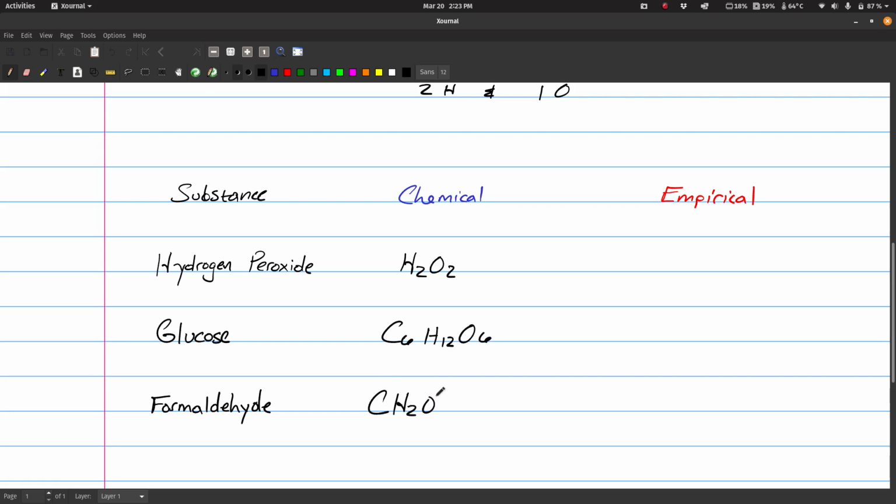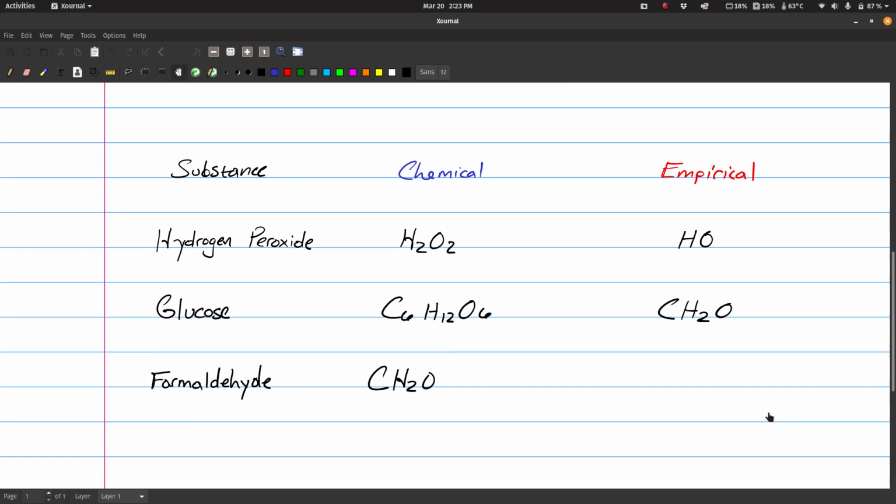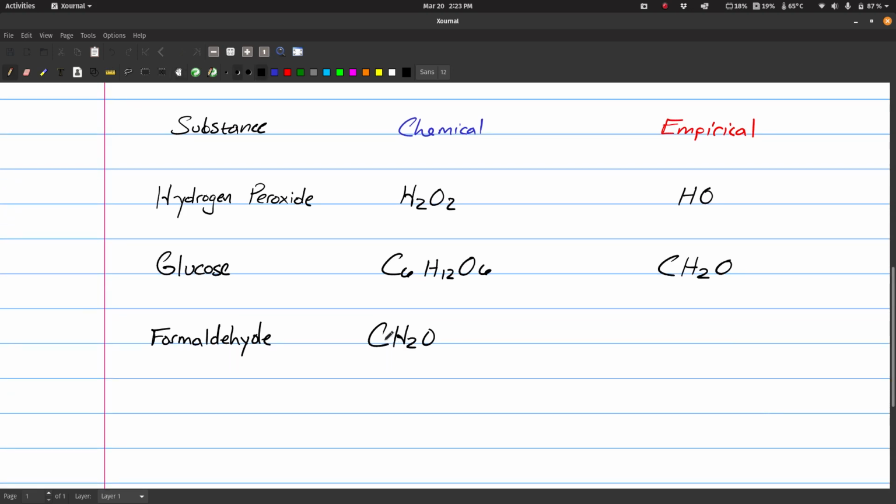Alright, so to find the simplest ratio, I'm going to write them down here and I'll show you how to figure it out. Looking here, we have H2O2. These are both divisible by 2. That's going to give us an empirical formula of HO. Right here, 6 can go into all of these numbers, so that's going to be CH2O, because 6 goes into 12 twice. And then here, you have 1s. Since 1 is the smallest subscript, what goes into all of these is just 1. So you're going to have the same empirical formula as your molecular formula.